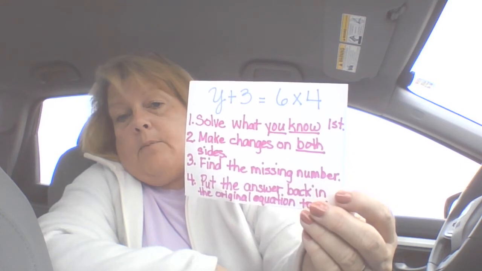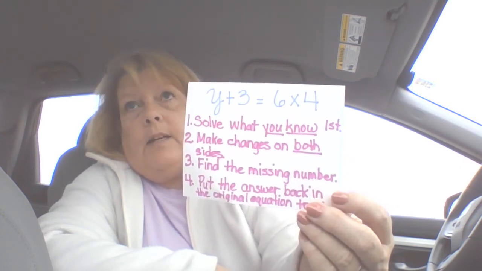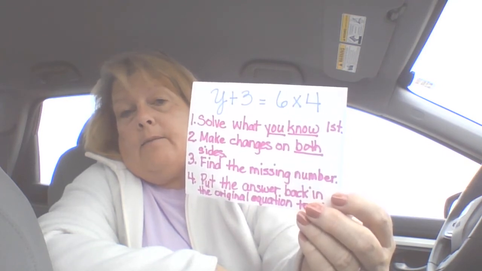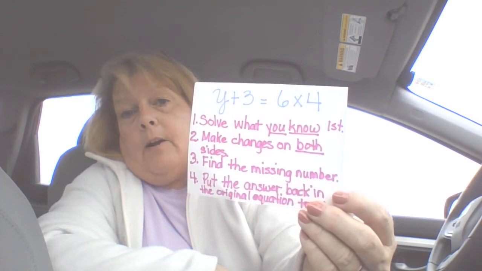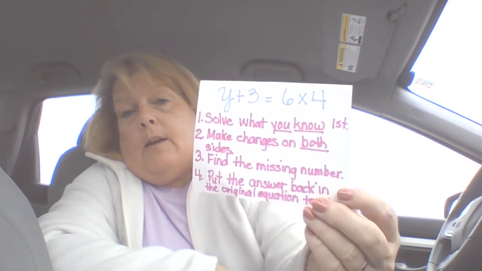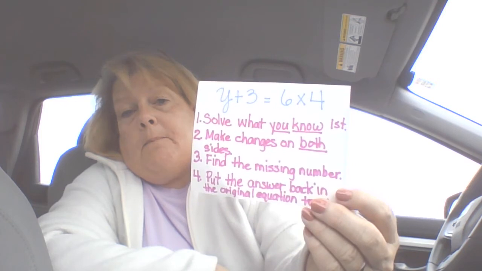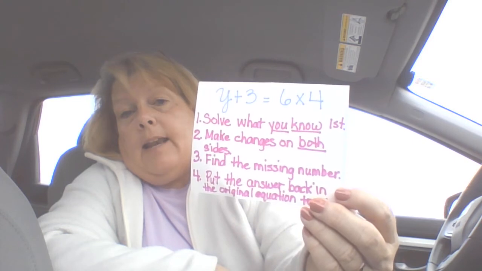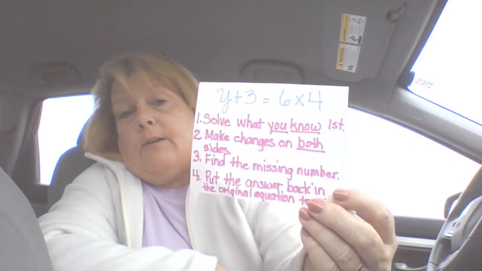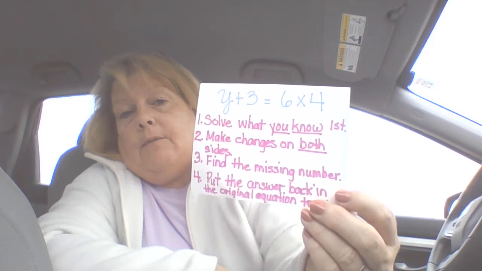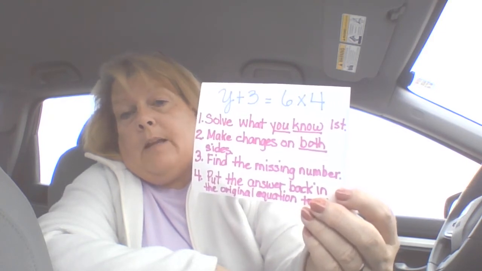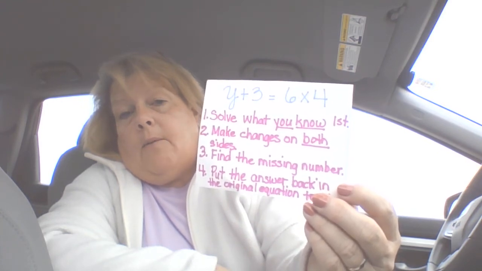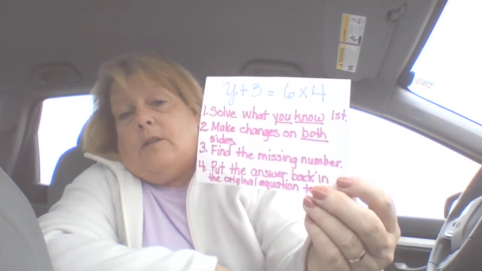My second step would be, if I make a change on the left, I have to make a change on the right. So what do I need to do to get rid of that 3? I'm going to have to subtract 3, right? So I would have y plus 3 minus 3 equals 24 minus 3. And now I've got y equals what? y equals 21.